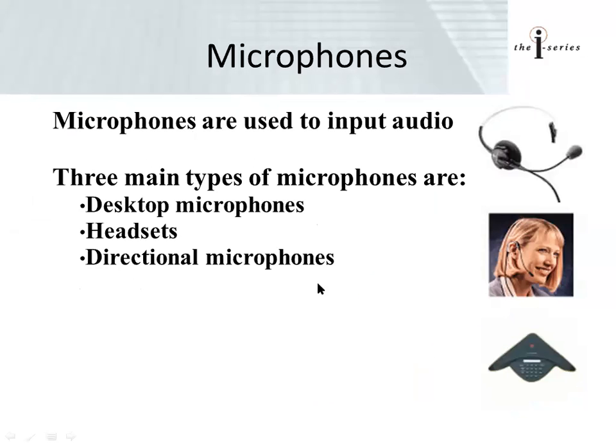So microphones. Basically, a microphone is an input device to input sound that is then stored in a digital form. The microphone is used for various applications such as adding sound to a multimedia presentation or for mixing music. Basically it is used to input audio. The three main types of microphones are desktop microphones, headsets, and directional microphones. So many types of microphones.